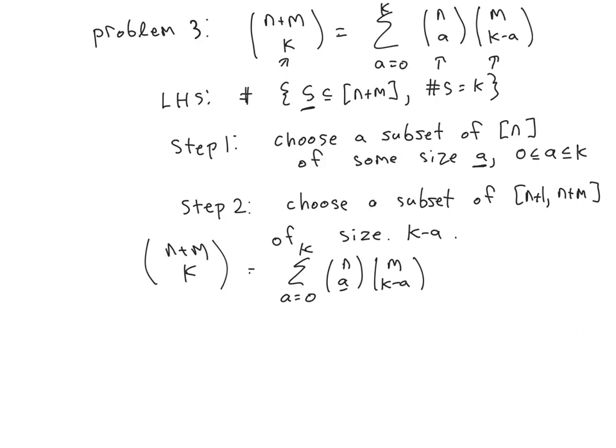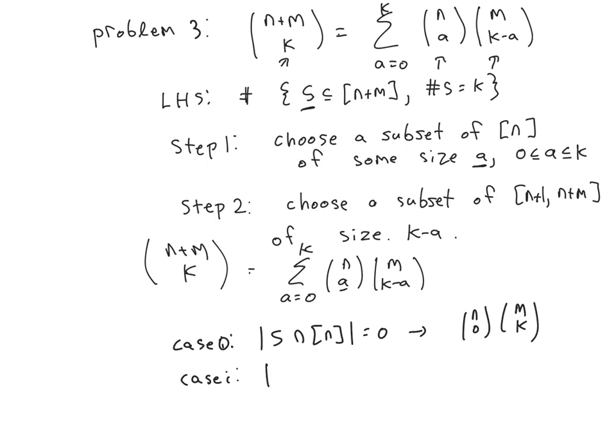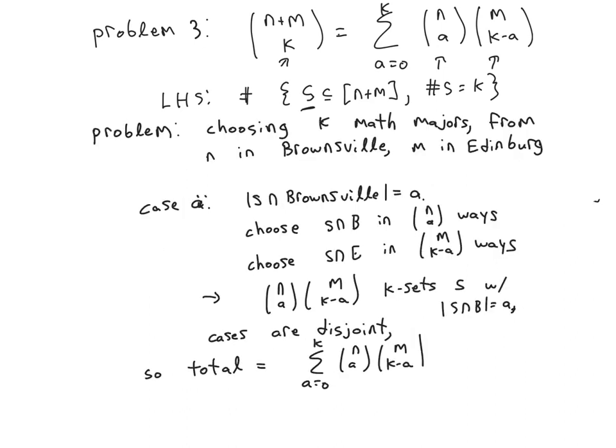More formally, the idea is that you've got case 1. You've decided that the size of S intersect n is going to be size 0, or I should say case 0. Then here you've got n choose 0 times m choose k. Everybody's in Brownsville. In general, in case I, any subset, hold on.